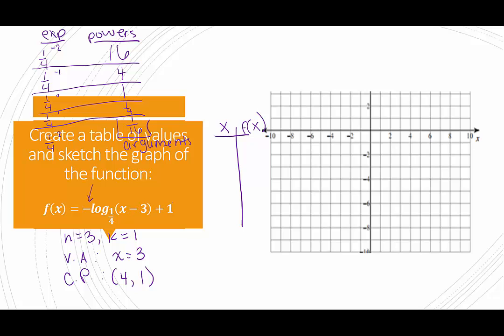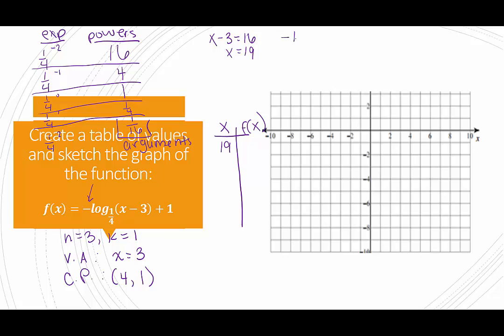The argument right now is x minus 3, so what we're looking for is x minus 3 to equal 16. Well, add 3 to both sides, and we end up with 19. Uh-oh, I don't think this is going to fit on our graph. So we have x equals 19, but that's okay. We'll get a sense of what this looks like. Let's plug that in and see what happens.